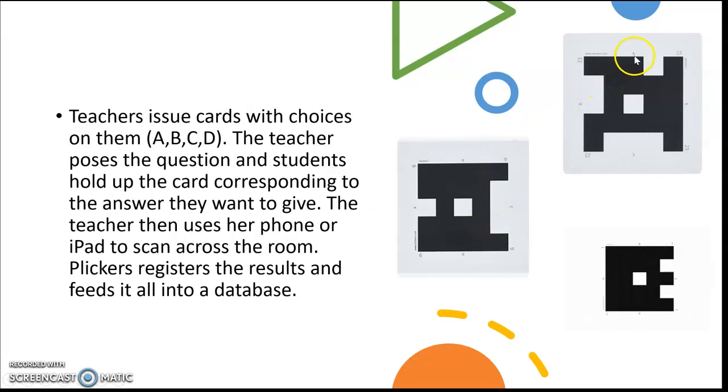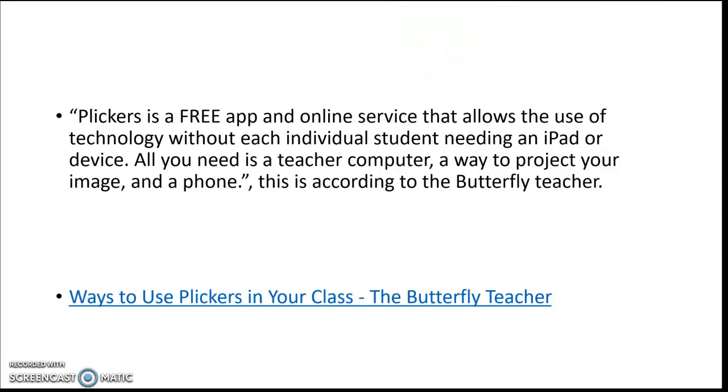If you look at the cards, you see that there's a little A, B, C, and D. Depending on what answer the student is giving, you would turn the card with the corresponding answer upright. So if the answer is A, you would have the A at the top, holding that one upright when the teacher would scan the cards for the answers.